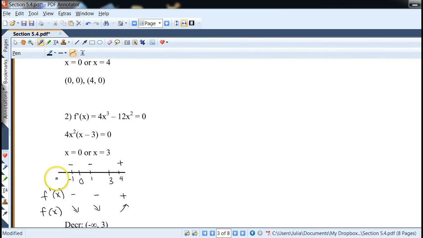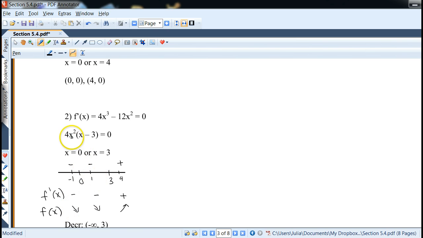I purposefully make them bigger, and I make my test points either a different color or smaller. So I picked -1, 1, and 4, just something easy. Again, I usually list the first derivative and then the original function. So -1, plug it into the derivative, factored form. -1 squared is going to be positive, but -1 minus 3 is going to give us negative, so the product is negative. So the function is decreasing.